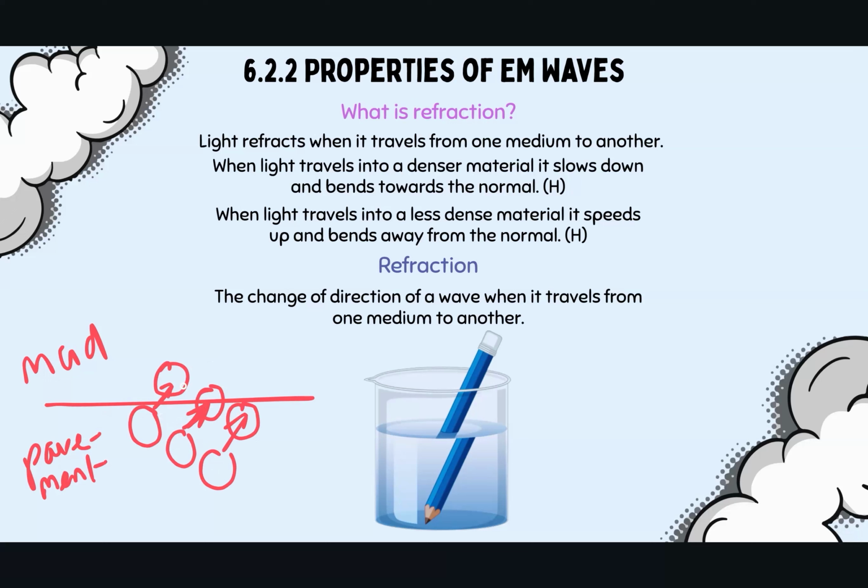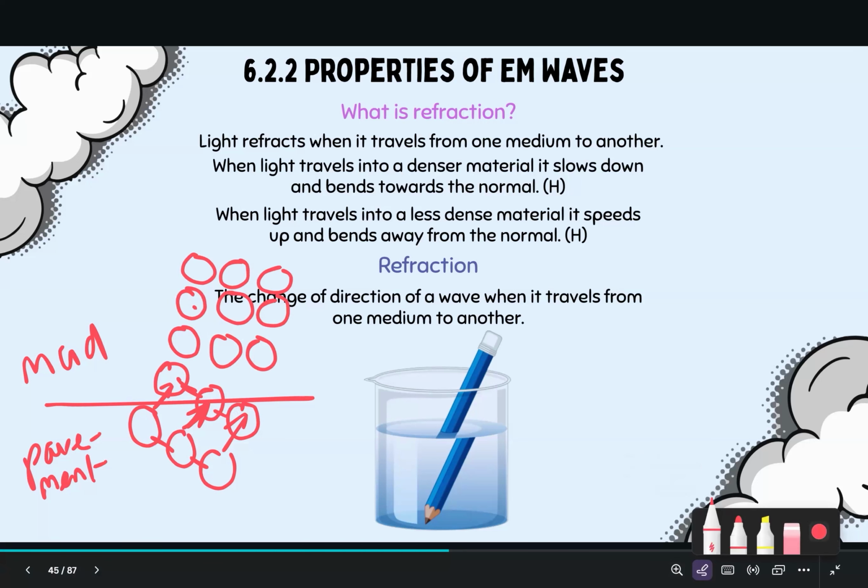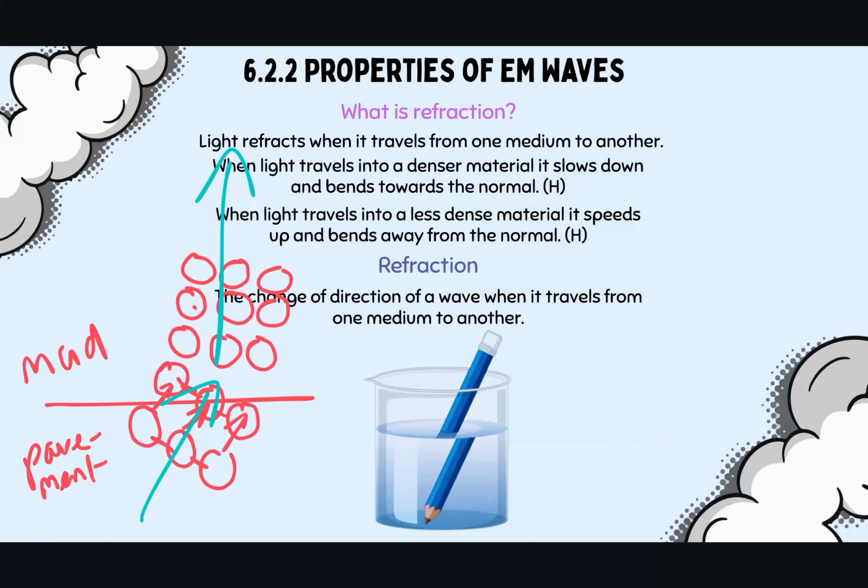And because that friend's moving slower, and the friends are holding hands, the other two are moving faster, so what happens? They get pulled inwards. So what's happened is their direction has changed. And which way has their direction changed? They've moved inwards. So when you go from a place where you're moving faster to slower, it moves inwards. And that's what's happening here.